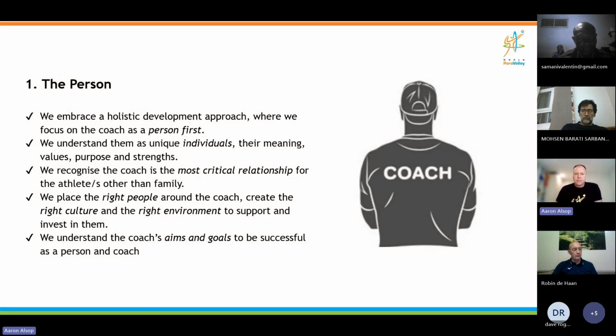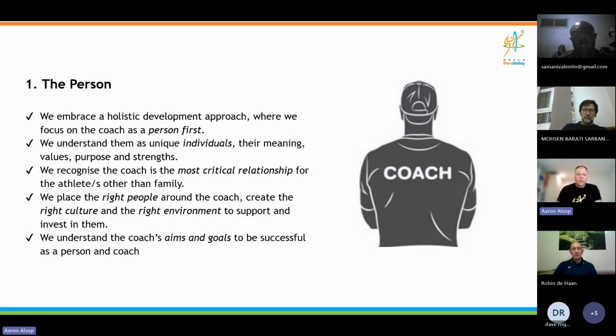What we also need to understand about the person is what their aims and goals are in order to be successful, not only as a coach, as a person. And I think when we start to work with coaches, or mentor or develop coaches, getting that understanding of who they are as a person is a real critical starting point in order to develop successful and effective coaches.